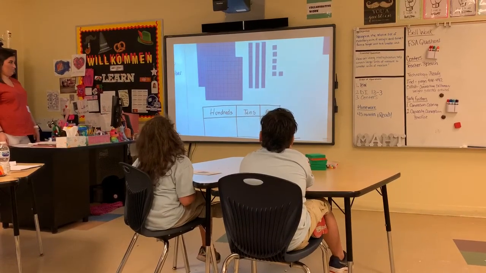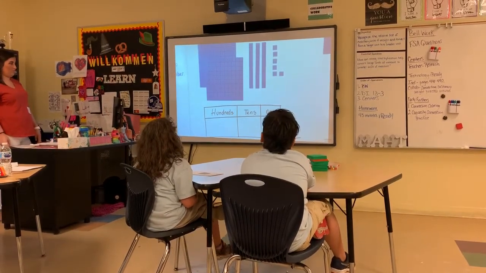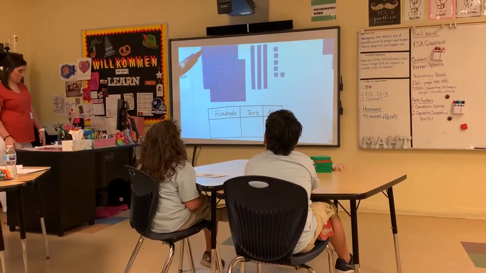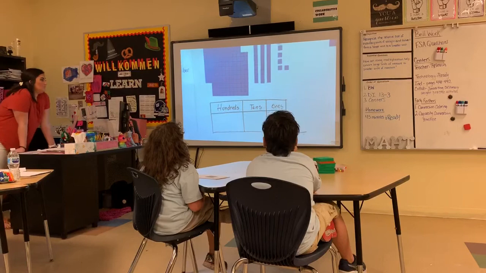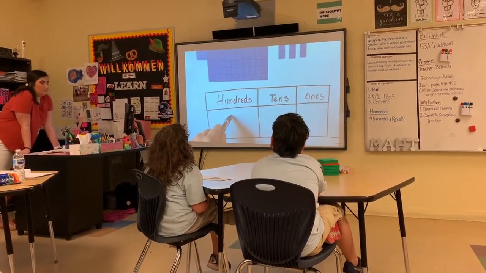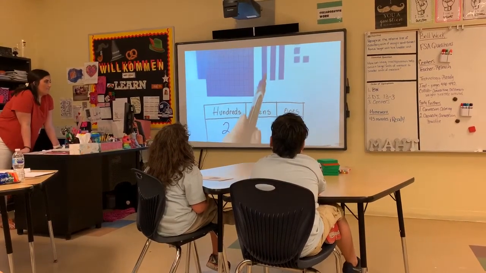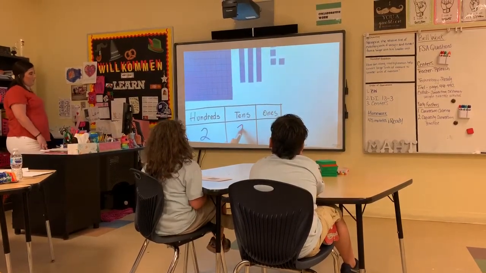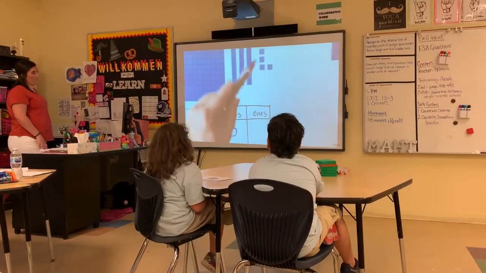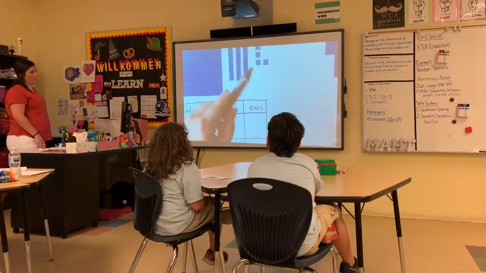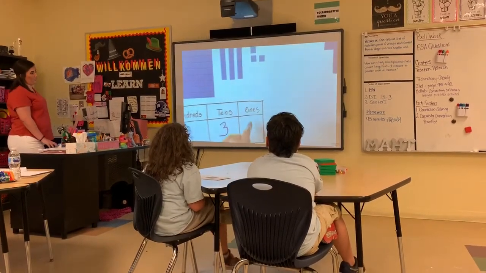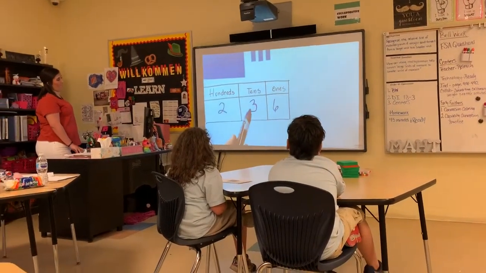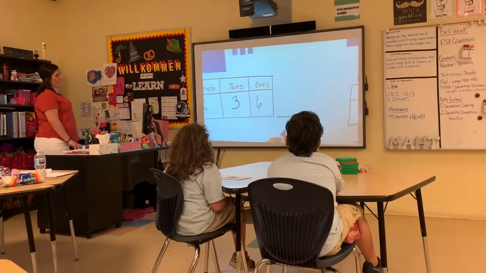We know the big squares are hundreds, and the skinny ones are tens, and those are ones. We can count the hundreds, 100, 200. So we have 200. We have 1, 2, 3 tens. And we have 1, 2, 3, 4, 5, 6 ones. And we can write this number 236.